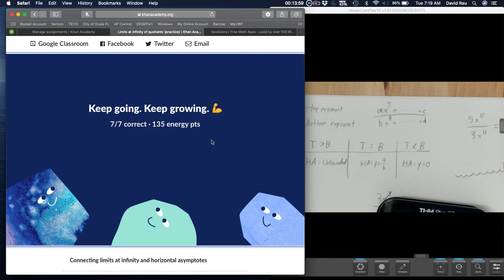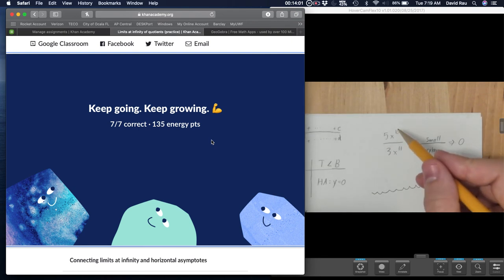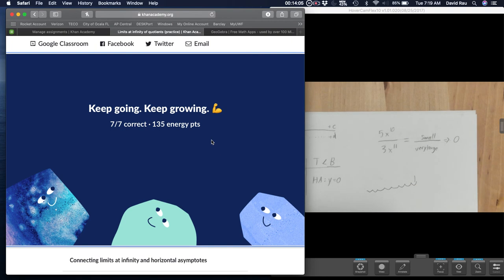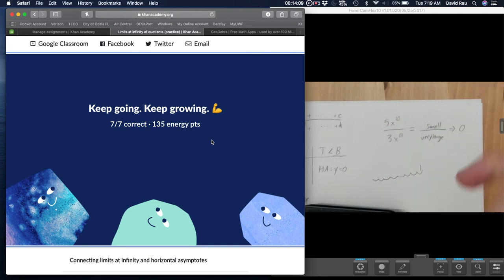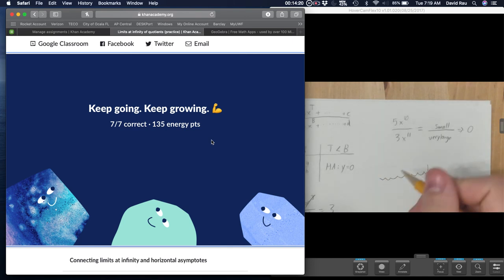And then similarly, if the 11 was on top, now the numerator will be growing so much faster than the denominator. What that would mean is you would have a large number over a small number. And if you're trying to divide a large number into small pieces, you're actually going to get a larger amount of pieces. So again, think about this. If I have a very large candy bar that I'm trying to cut into very small pieces, I'm going to have a lot of small pieces. So that's essentially the idea.